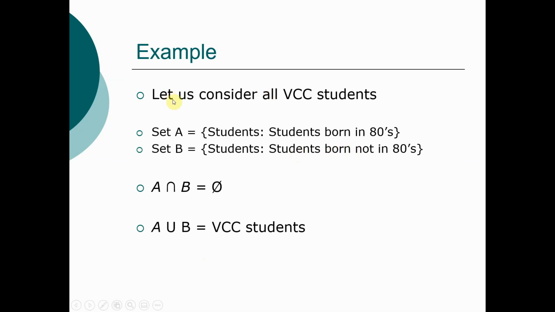So if we consider all college students, then let's define set A as students who are born in the 1980s, and set B as students who are not born in the 1980s. These two sets are disjoint. Their intersection is an empty set, and their union is going to give us all the students at the college.